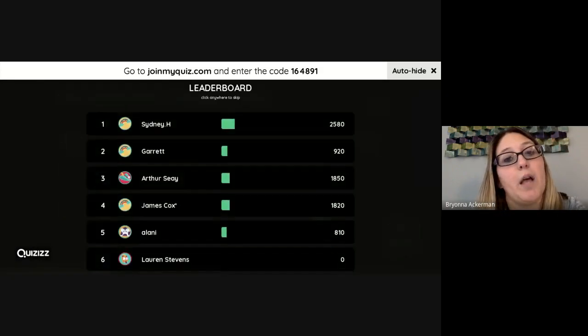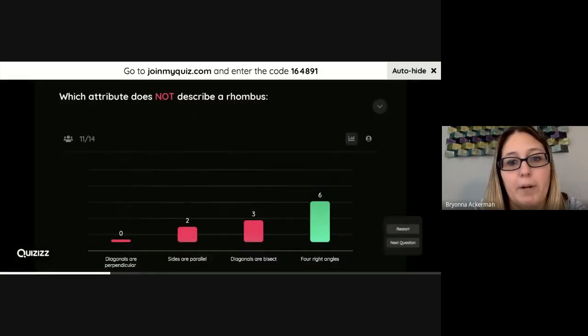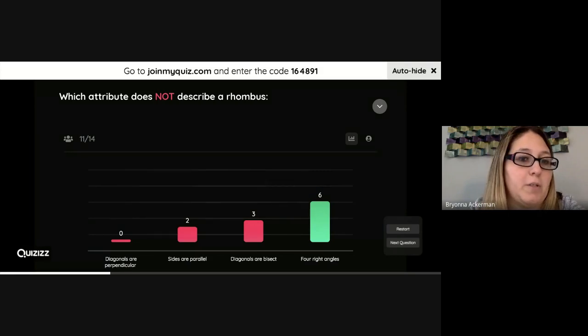Okay, so some of them might have been a little tricky because a rhombus does follow a lot of properties, guys. The one that is very distinct is it does not have 4 right angles, okay? So the diagonals are perpendicular. The sides are parallel, right? And then the diagonals do bisect, but they do not have right angles. So a rhombus is more of, remember, like a diamond, and so those angles are not 90 degrees. So that's the one that's not, okay?